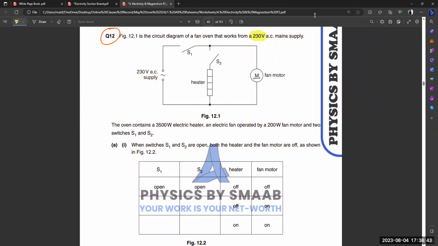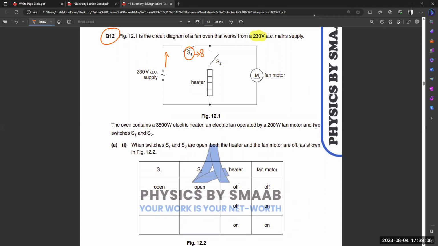Usually a battery gives you the concept of DC, and the AC mains supply of our houses gives the concept of AC. So in this diagram, you can see that if we start moving from this side, there is a gap in the circuit. So it means this S1 gives you the concept of a switch.